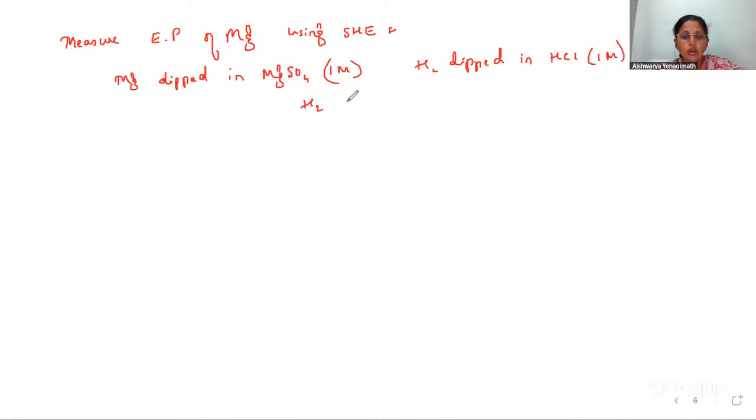Hydrogen at atmospheric pressure, how much? It should be at 1 bar pressure because that is standard. So it should be at 1 bar pressure, and the temperature should be 298 Kelvin. So the setup is ready.